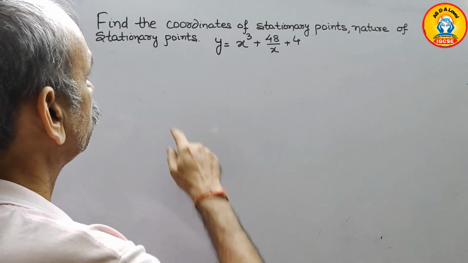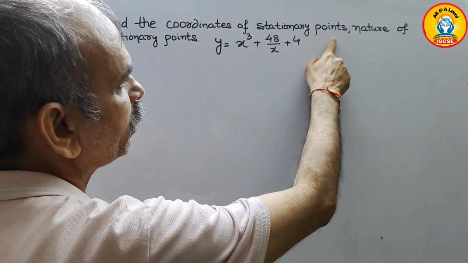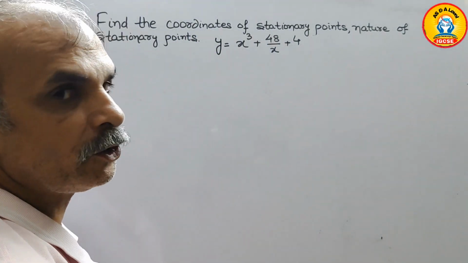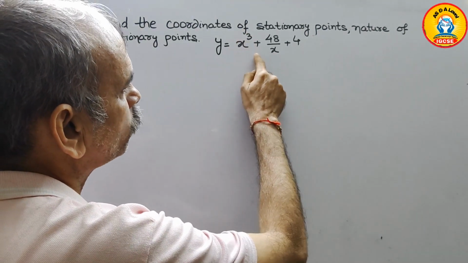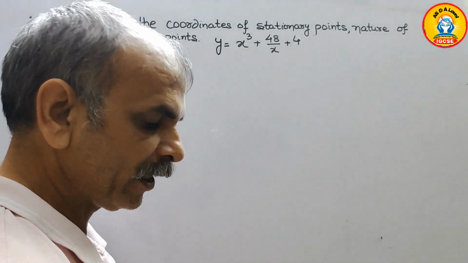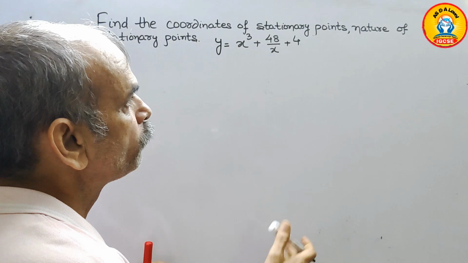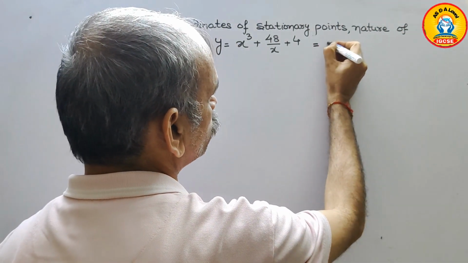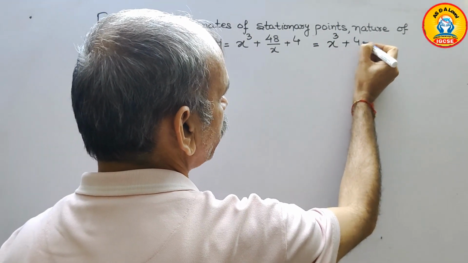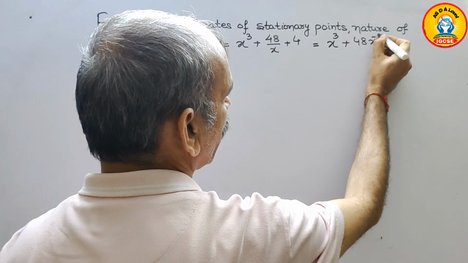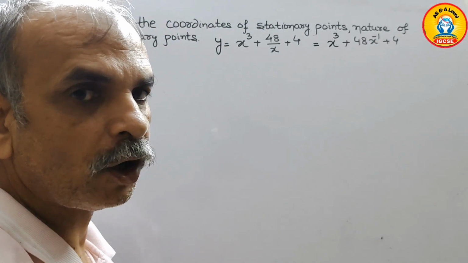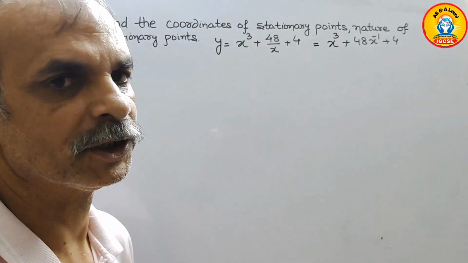Your question is to find the coordinates of the stationary points and the nature of the stationary points. They have given you the equation y is equal to x cube plus 48 by x plus 4. Now we will rewrite it: it will be just equal to x cube plus 48 x to the power of minus 1 plus 4. Now we will go for differentiation.